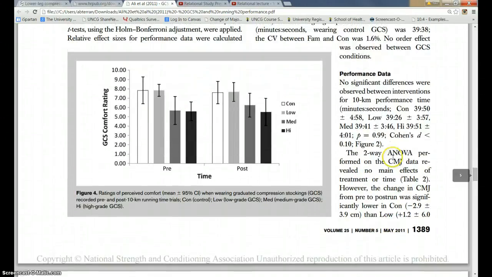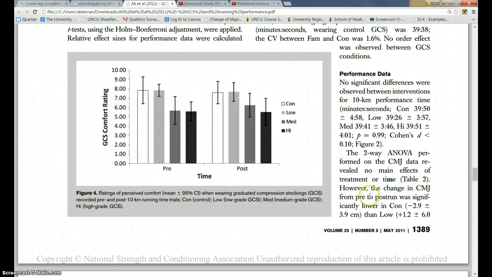They ran a two-way ANOVA. So again, multiple groups, which you already know about: the control, medium, high, and low. Those are your groups. And a two-way means we're looking at two factors. So let's go up here. They said the two-way ANOVA revealed no main effects on treatment or time. So there's your two factors. Treatment and time are our two factors, and we already know here are our groups. So that's why they ran a two-way ANOVA.